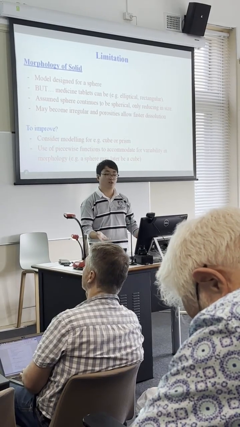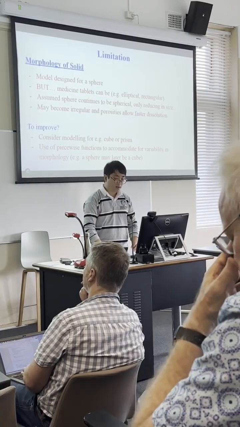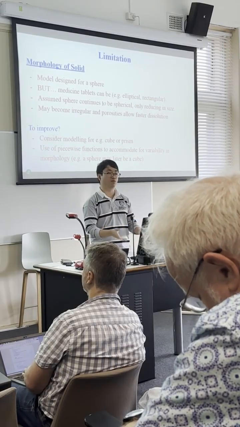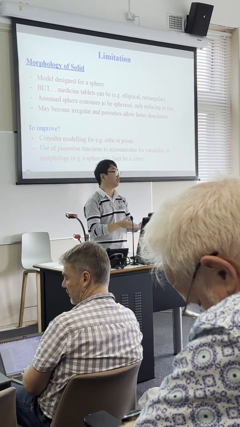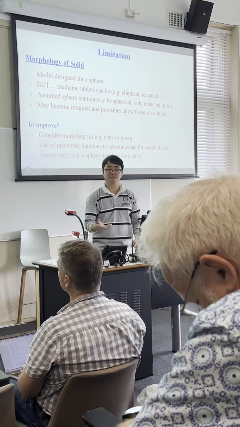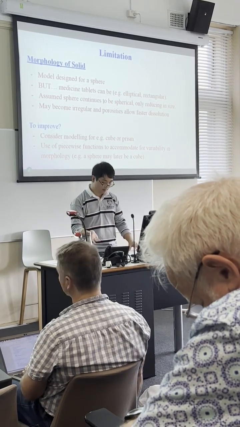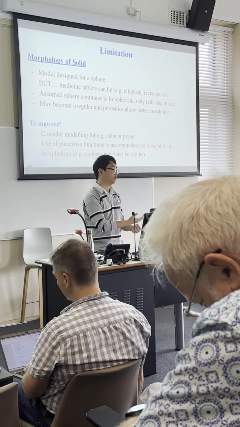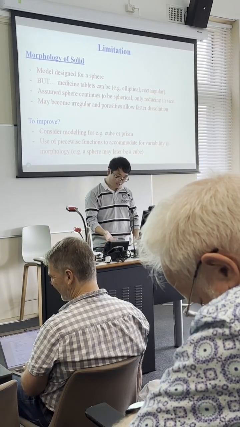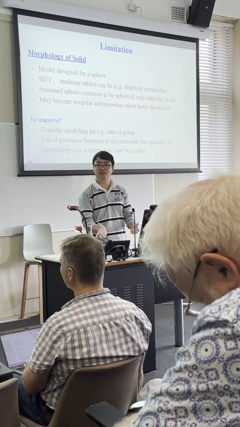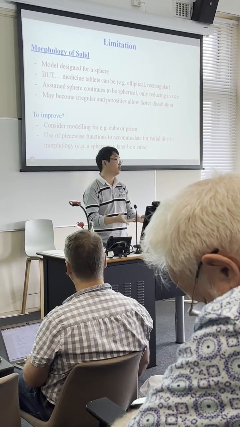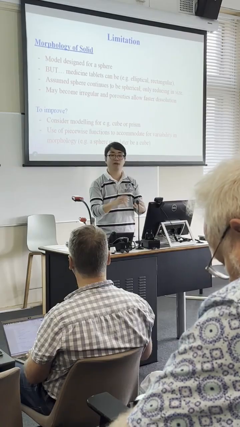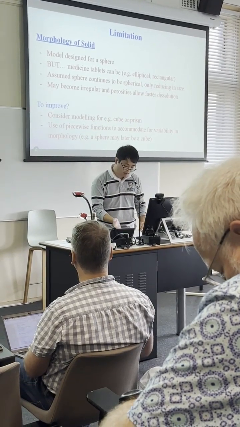Let's now go over some limitations of our model. There are numerous models that come with a mathematical formula, but I'm just going to focus on the most important ones today. Firstly, this model is limited to spheres, but in reality, medicine tablets can take many other forms. For example, medicine tablets can become more oval shaped, or there might be some cubic shaped medicine tablets as well. Furthermore, we assume that the sphere maintains its spherical shape throughout dissolution. In reality, as a solid dissolves, its morphology is not going to stay as a sphere. It might become more irregular as it dissolves, which can impact the dissolution rate.